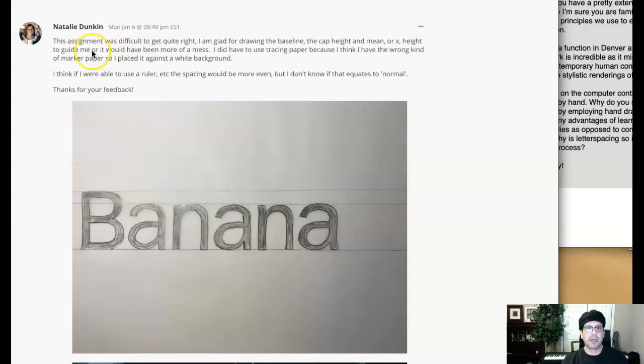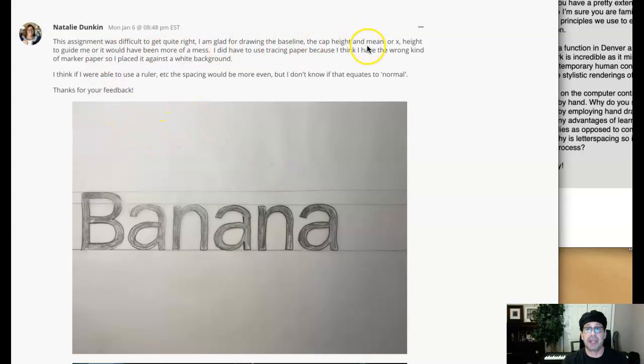Okay, so I want to address your writing first. So this is not much difficult to get quite right. I'm glad for trying the baseline cap line. Yeah, absolutely, the baseline is really the most important. Of course, then you place one letter to establish the X height, and then you need the cap B to establish the cap height. So that's great that you were able to determine the pieces and parts in order to establish the baseline, mean line, and cap line to ensure consistency in the height levels of the letters. That's fantastic. Good stuff. I was glad to read about that.